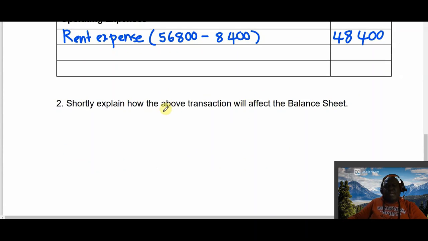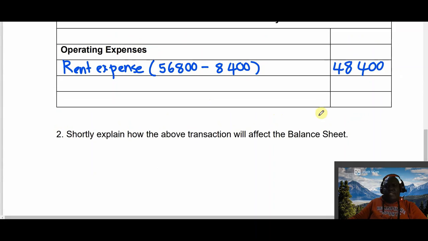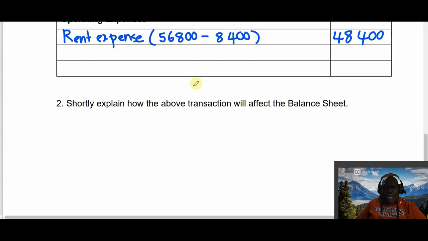Now they say shortly explain how the above transaction will affect the balance sheet. So remember here we were saying that this is prepaid. We were saying that it's a prepaid expense. Anything that's prepaid, that's paid before its time, or that's overpaid, is supposed to be an asset to the business, because we have not yet incurred that expense that we have paid for. So we can still go there and claim that money back.